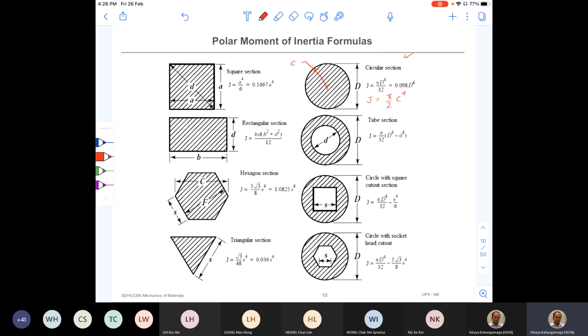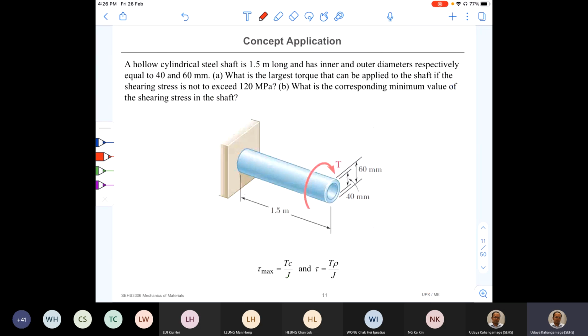Right, now I think we have some knowledge of how to quantify shear stress resulting from torque. So let's try to apply that and see how to solve problems. The first one is completely done for you with all the steps, but I would like to go through it with you and show you how to complete the question.